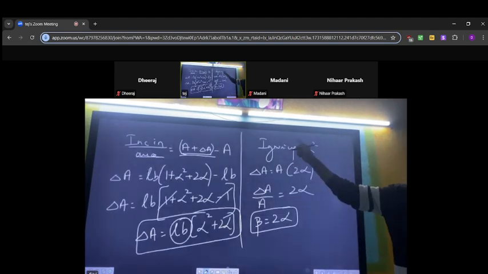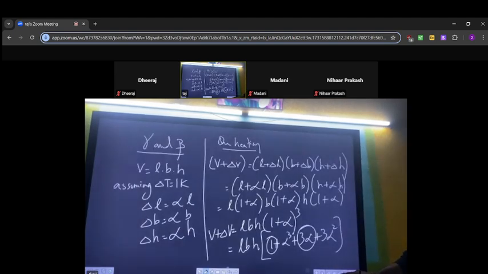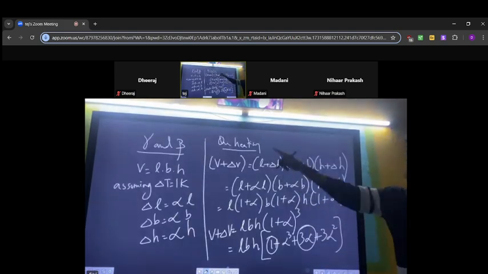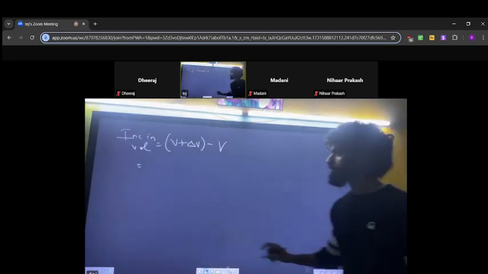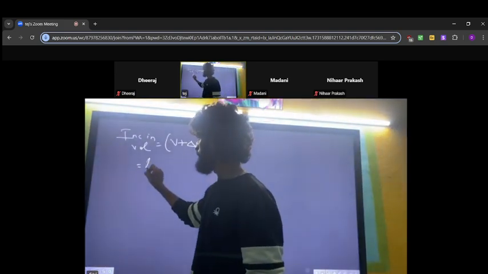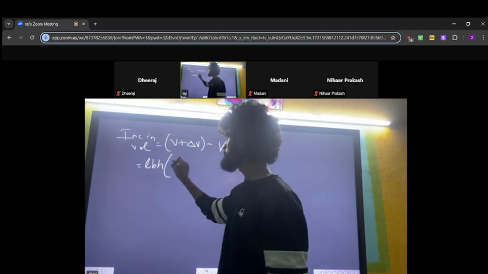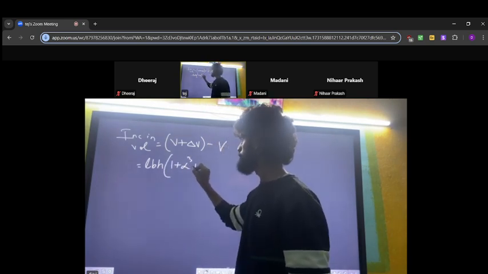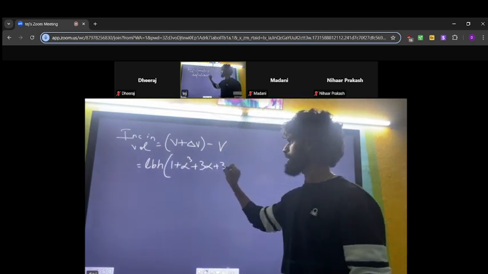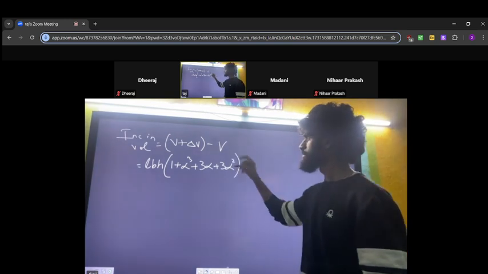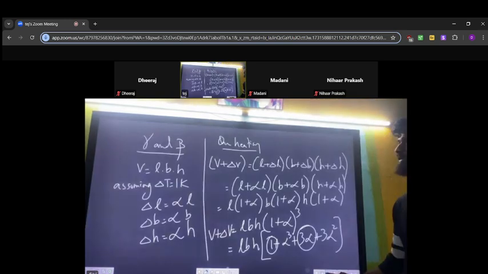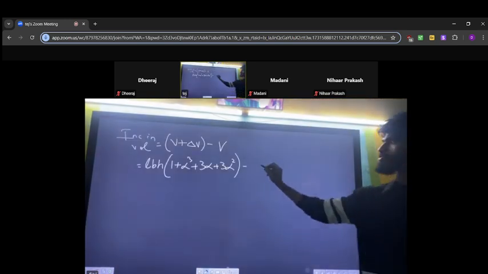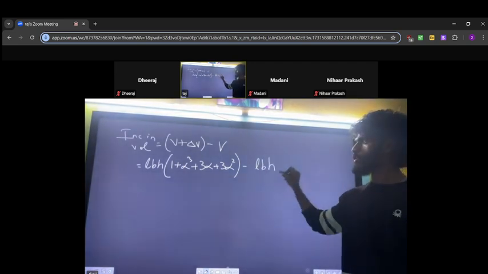See, we wrote here, no? Just that. But before that, I'll copy that. Wait. This answer, we know that. So you write LBH, open brackets, 1 plus alpha cube plus 3 alpha plus 3 alpha square, minus, what's the volume formula? Initially, we assumed it to be length into breadth into height. So you write L into B into H.